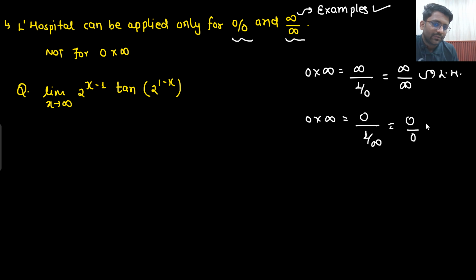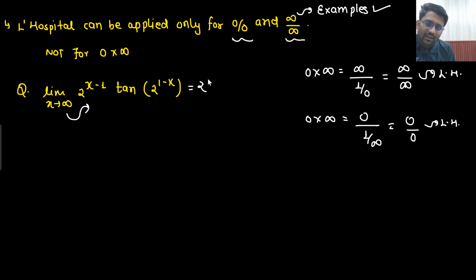So what will this become? 0 by 0. So just as you see 0 into infinity, don't worry. What you will think is: let's make it 0 by 0 or infinity by infinity and then apply the L'Hopital rule. Let's see this example. Here x is tending to infinity. What do I need to do? Directly put infinity here. What will you get?